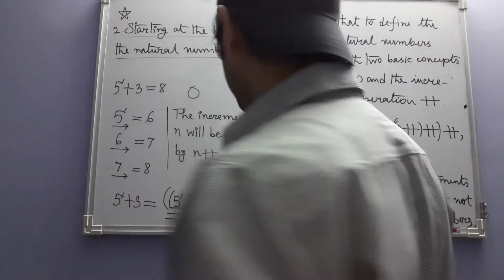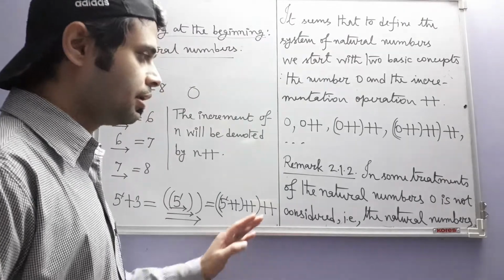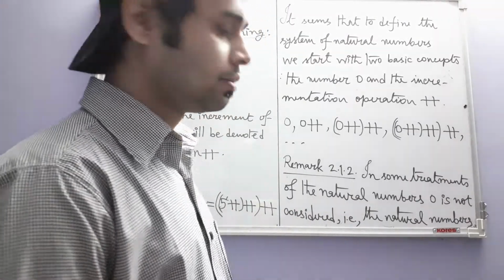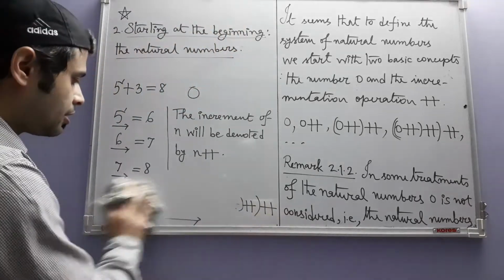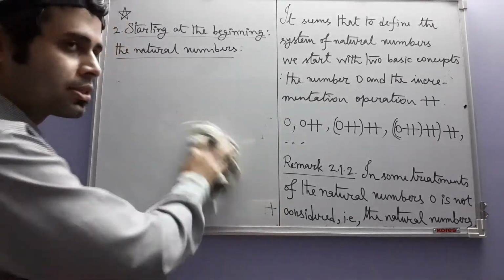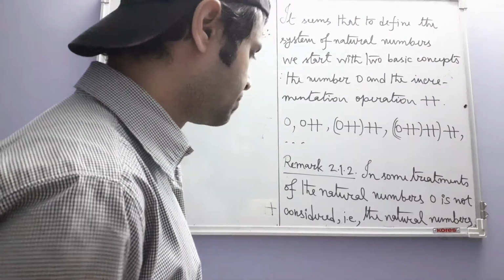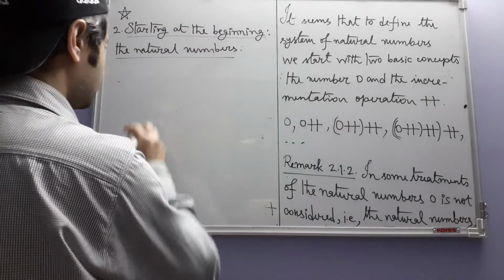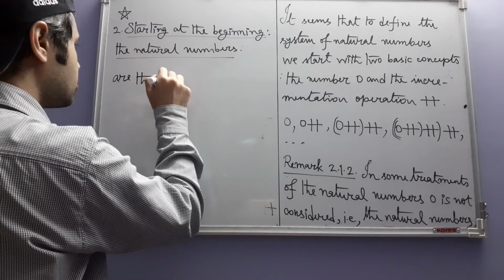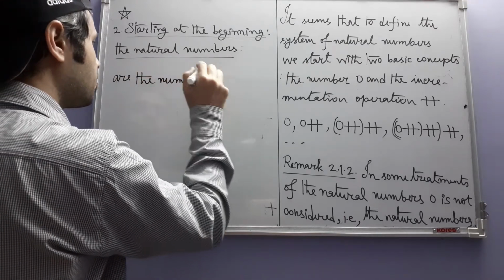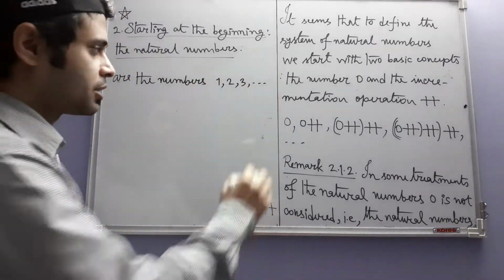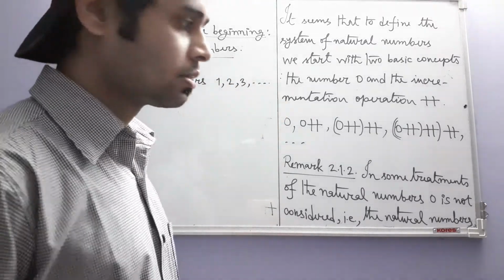Okay, so in some treatments of natural numbers, what this remark says is that 0 is not considered to be a natural number. And for them, the natural numbers start with 1. So the natural numbers are the numbers 1, 2, 3, and so on. These numbers are considered to be the natural numbers.